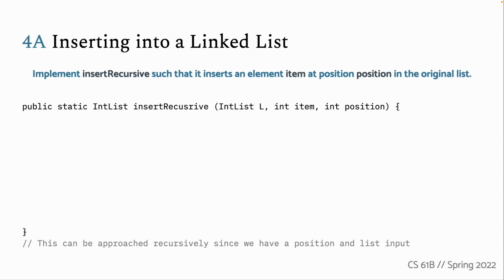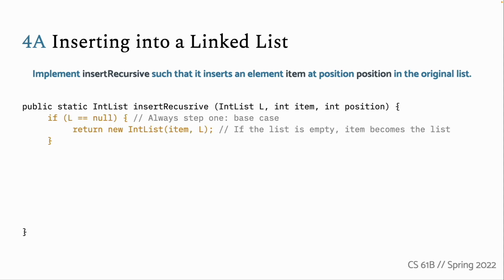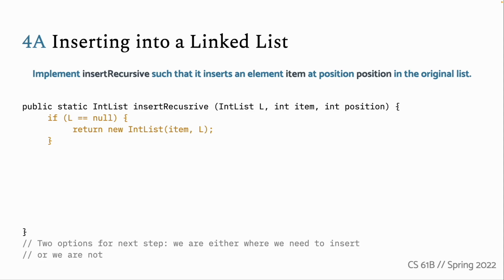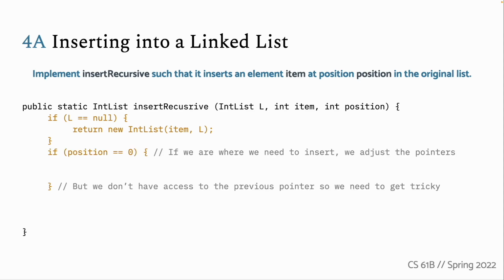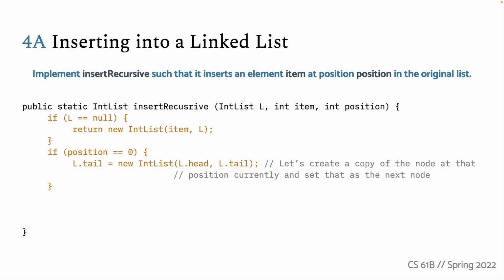So this can be approached recursively because you have the position input and that list input, so we'll make use of that. Step one, as always, is that base case. So if the list is empty, then the item becomes a list. Like if there's nothing to do, then we just create a new IntList with our item and call it a day. There are two options for the next step. Either we are at the position where we need to insert, or we are not at that place yet. So if position is equal to 0, if we're at the position where we would need to insert, we adjust the pointers. But we don't have access to the previous pointer, so we need to get a little tricky. Again, this is a singly linked list, so it's a little tricky.